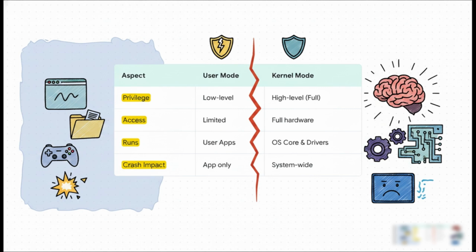User mode? Well, that's where everything else runs. Your web browser, your documents, your games, and they all have limited privileges. So if an app crashes in user mode, it's annoying, sure. But if something goes wrong in kernel mode, well, that's when you get the dreaded blue screen of death.